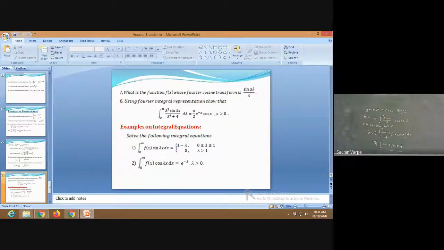Using Fourier in question number 8. Using Fourier integral representation, show that the integration from 0 to infinity of lambda cube sine lambda x upon lambda raised to 4 plus 4 d lambda equals pi by 2 times e raised to minus x cos x, where x is given to be positive.